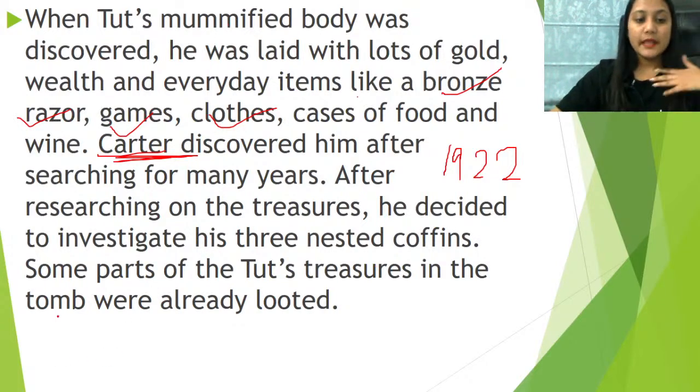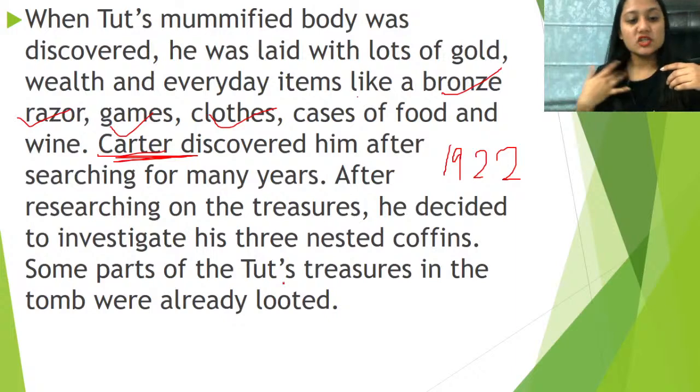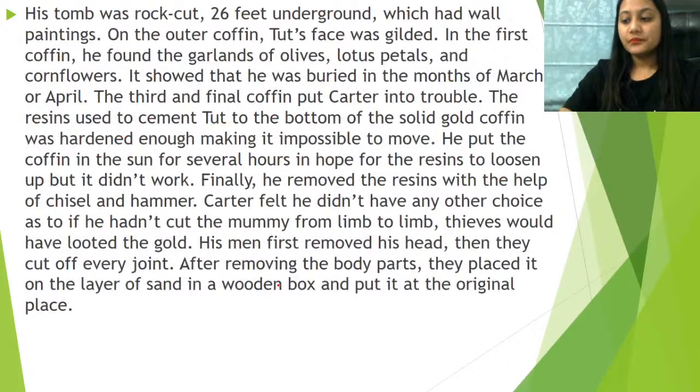Some parts of the Tut treasure in the tomb were already looted. And unfortunately, some of the parts that were placed with Tut's body had already been taken by people. I mean, obviously there was a theft, there was some sort of loot which took place, and that is how a few important treasures were removed from there. His tomb was rock cut 26 feet underground.